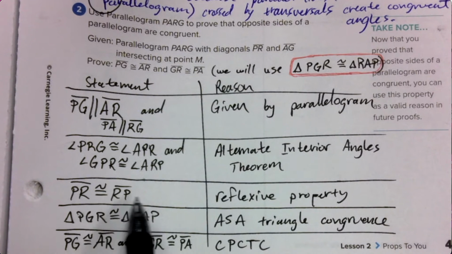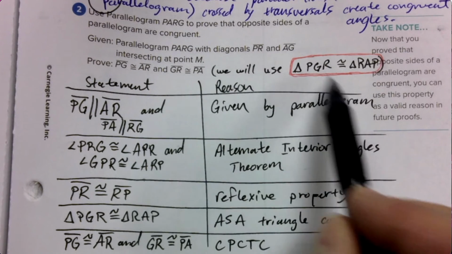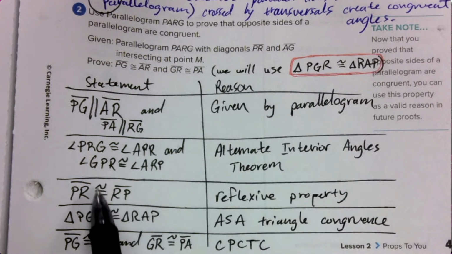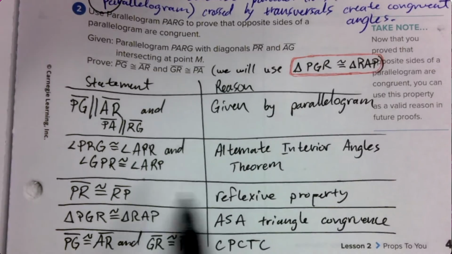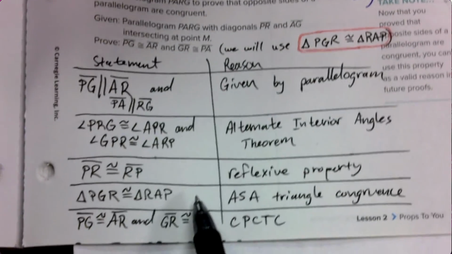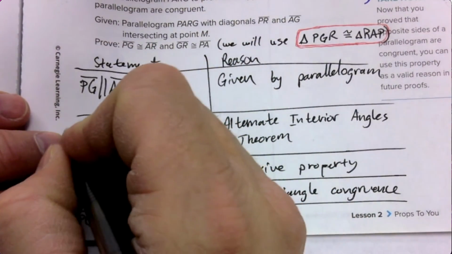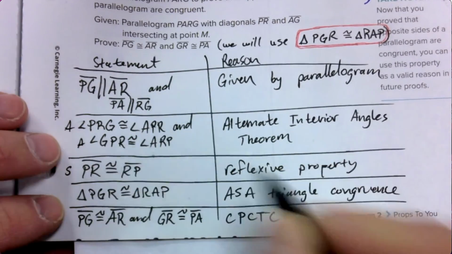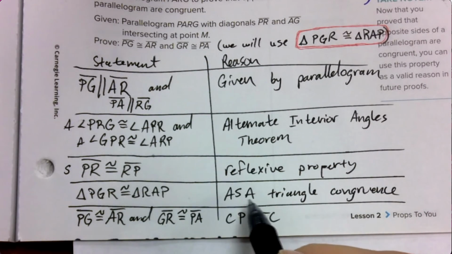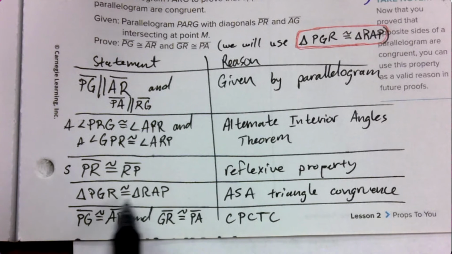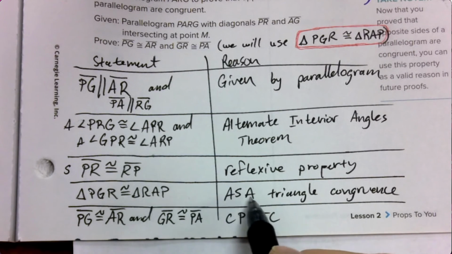Because they both have this line in common, PR and RP, I just switched the letters on purpose because the letters are switched up here in the name. But they are the same line, and so it's the reflexive property, which tells us that they are congruent. There it is. Angle, angle, and a side, and that side is specifically between the two angles. So the triangles are congruent because of angle, side, angle.